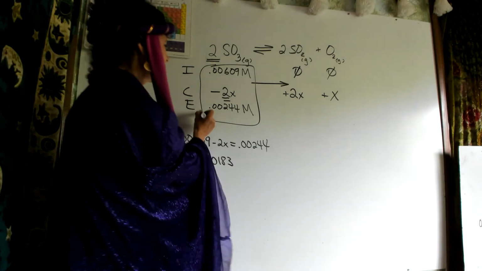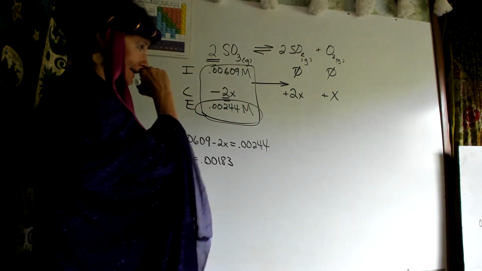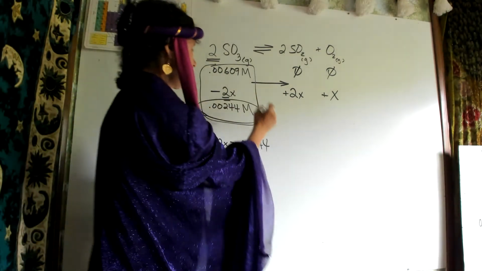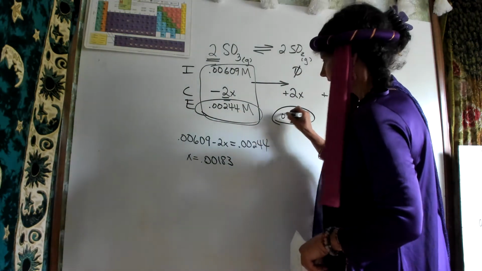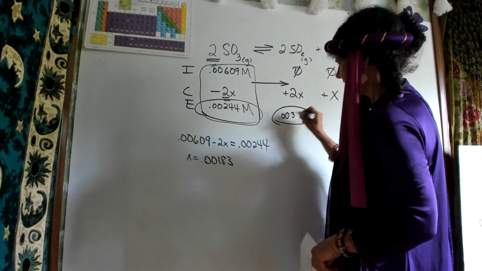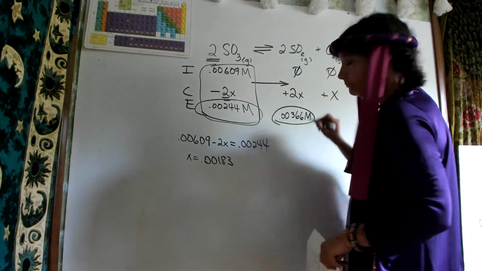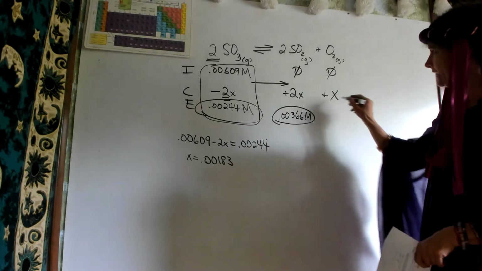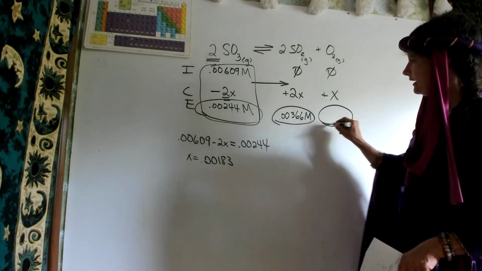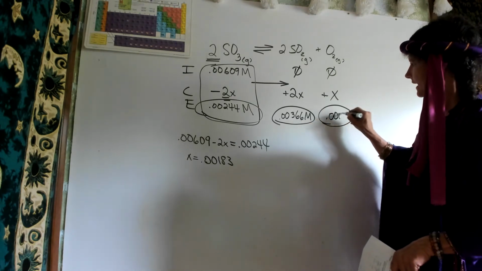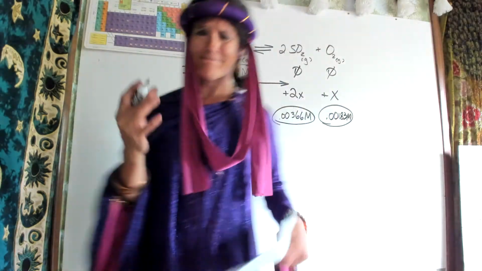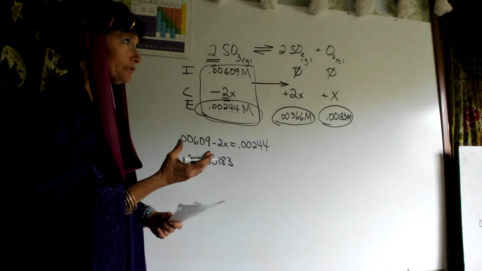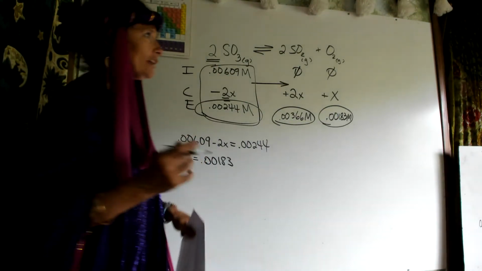All right. This is my equilibrium amount of my SO3. My SO2 will be double my x number. So 0.00366. Capital M. I'm in the chart again. I put a unit, and this one is just x, 0.00183. So, you write your chart. If you have enough information, you finish your chart. And now we can calculate K.